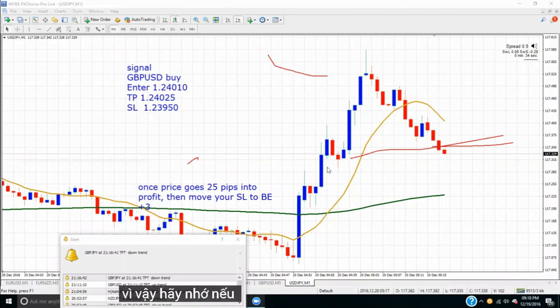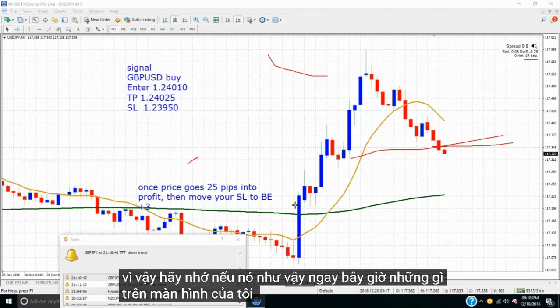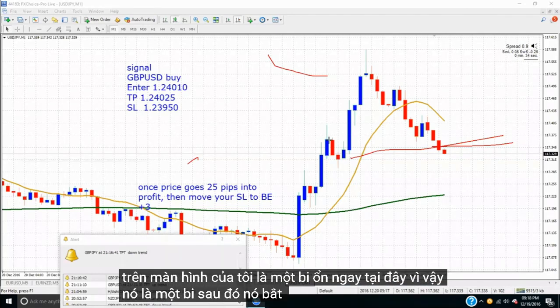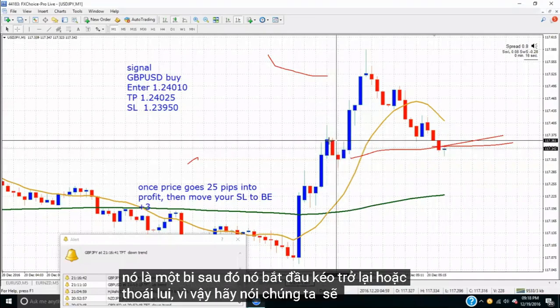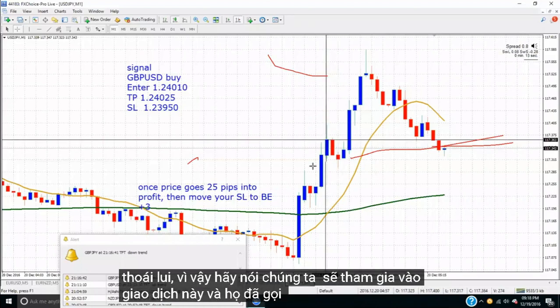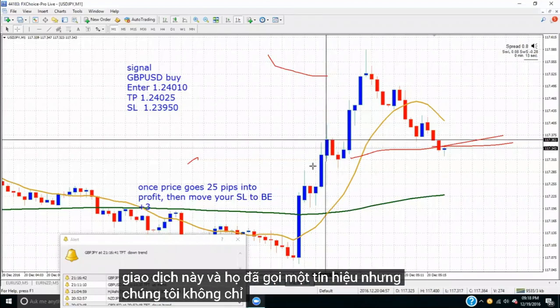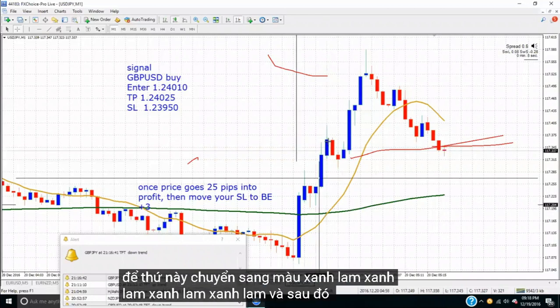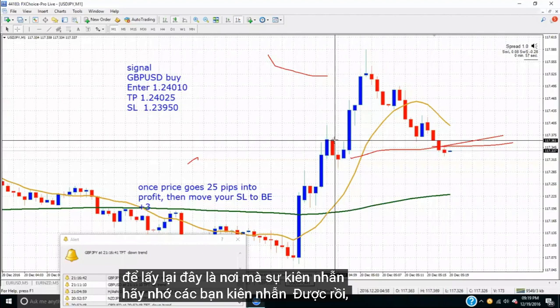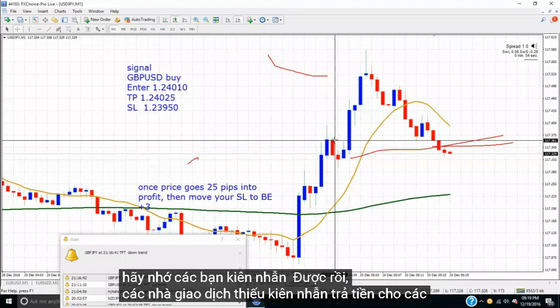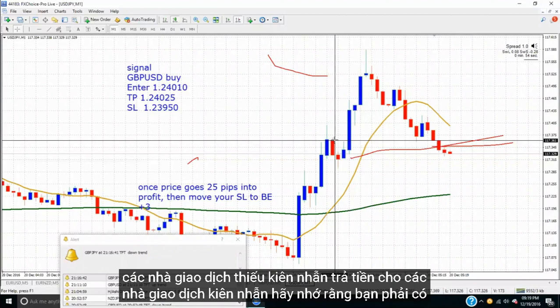So right now, what's on my screen is a buy. Okay, right here. So it's a buy. Then it starts to pull back or retrace. So say we're going to get in this trade and they called a signal, but we are not just jumping in. We are going to let this thing go, blue, blue, blue, blue, blue, and then we're going to wait on it to retrace. This is where patience, remember guys, patience, okay, impatient traders pay the patient traders. Remember that. So you got to have patience.